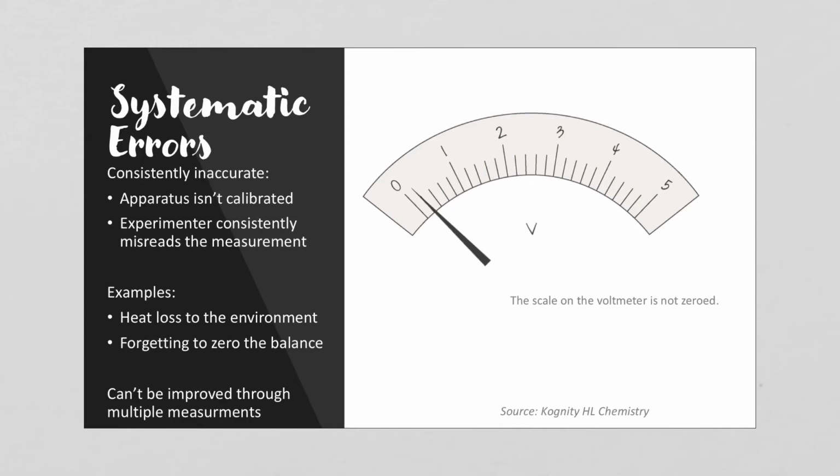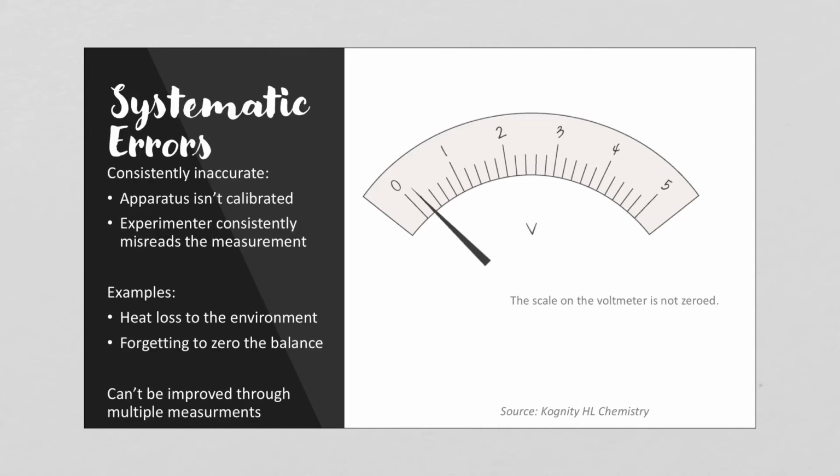Systematic errors, on the other hand, are consistently inaccurate. So that could be because your device isn't calibrated. So if you're using a sensor, maybe you didn't take the time to calibrate it. Or the experimenter is consistently misreading the measurement. For instance, if you're reading the meniscus of a volume and you're reading at the top, but you consistently always read at the top of the meniscus, your error is consistently inaccurate.